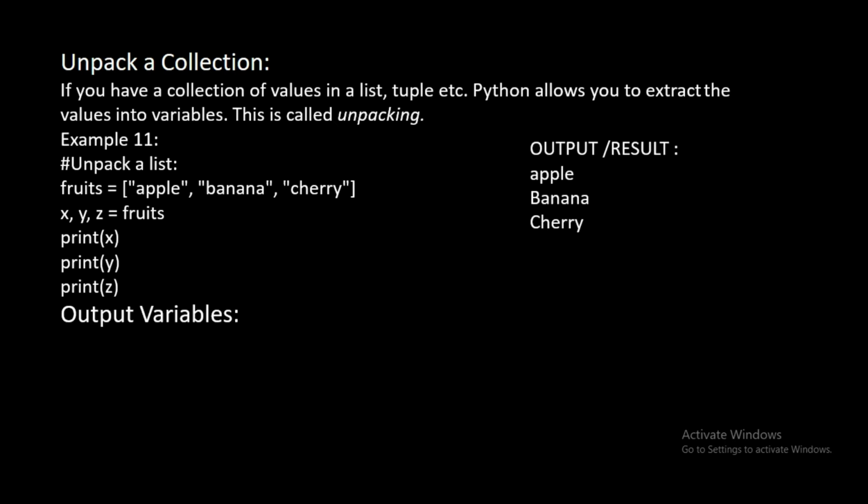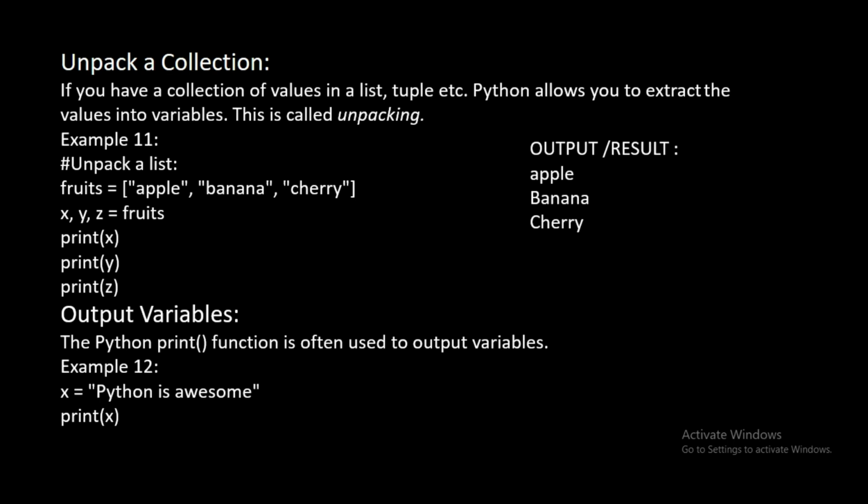Now we are talking about output variables. The print function is often used to output variables. We can get the output of variables using the print function. Like here we are declaring x = "Python is awesome", which is a string. Running this line of code, you will see the output Python is awesome.